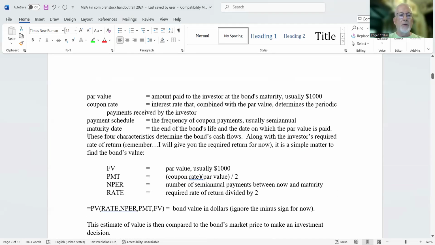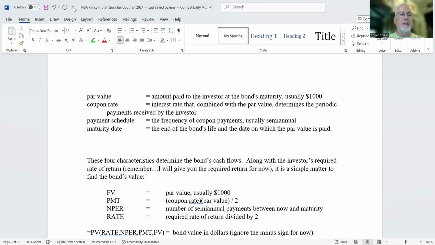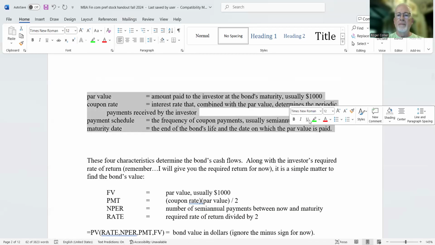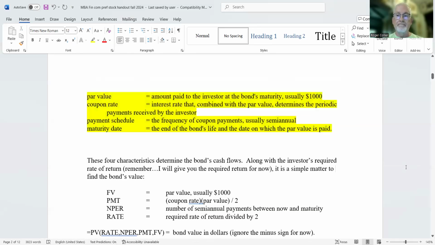Once we knew these 4 characteristics about bonds, then we knew everything about their expected future cash flows. Then we talked about what might happen to cause the cash flows to be different from what we expected: default, callable bonds, convertible bonds, those sorts of things. But once you know these 4, you know what to expect.